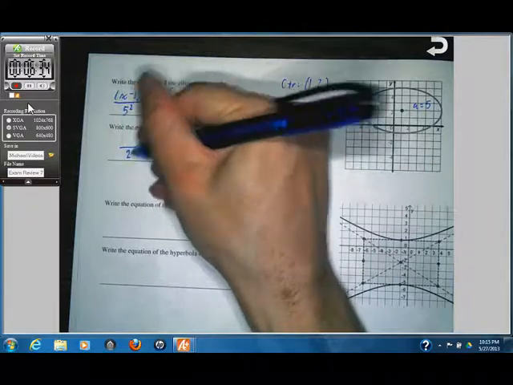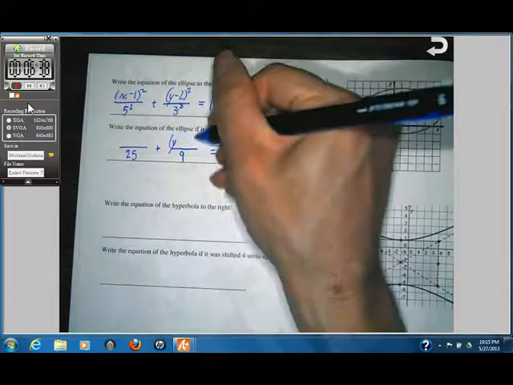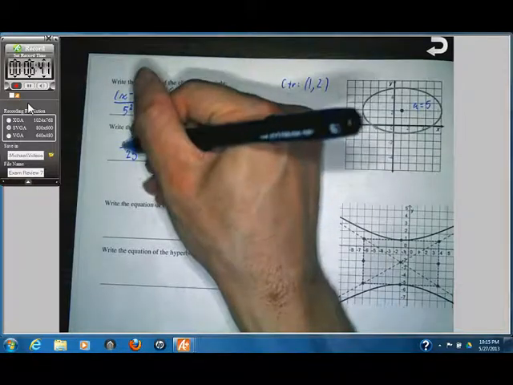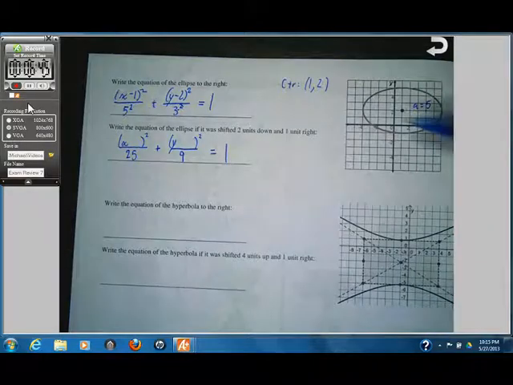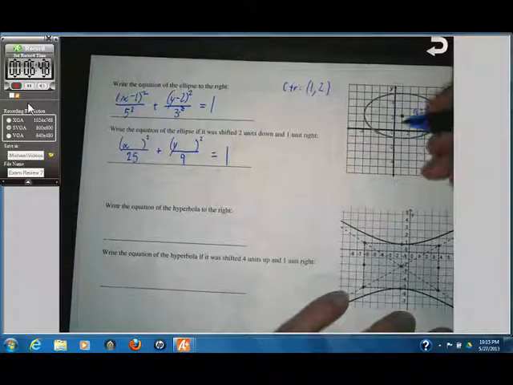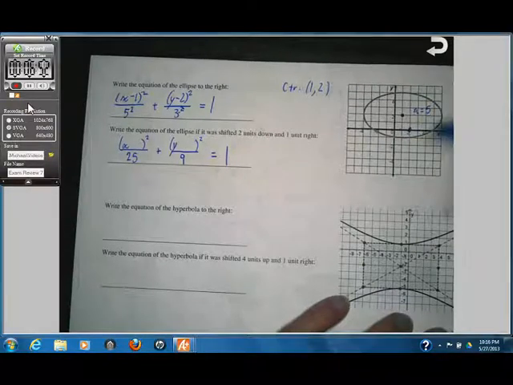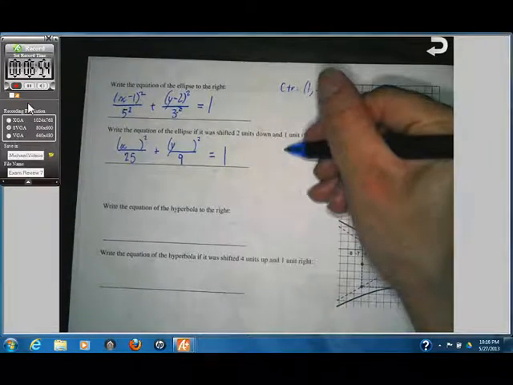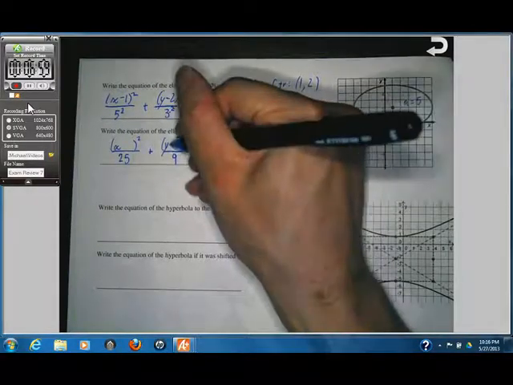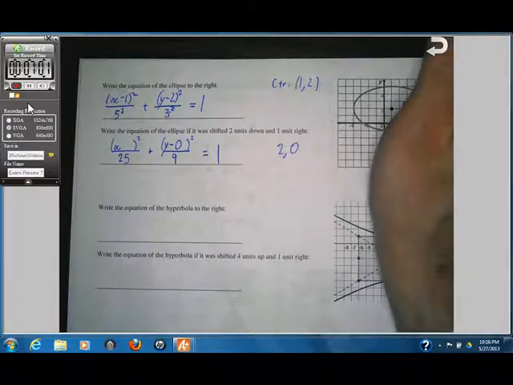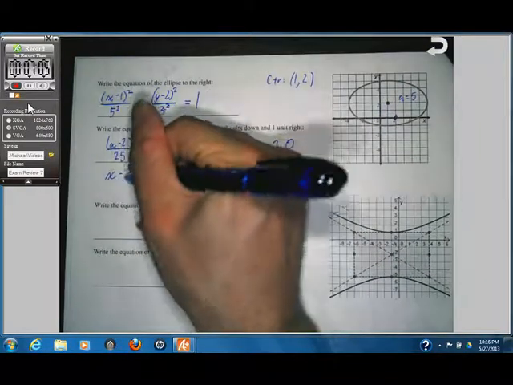So it says shifted 2 units down, 1, 2, and then 1 unit to the right. So that means my new center is going to be 1, -2. So I can write this as y minus 0 squared over 1 and x minus 2. Or I can write it as x minus 2 quantity squared over 25 plus y squared over 9 is equal to 1. This would be a simpler version, and here I had the space to do it.